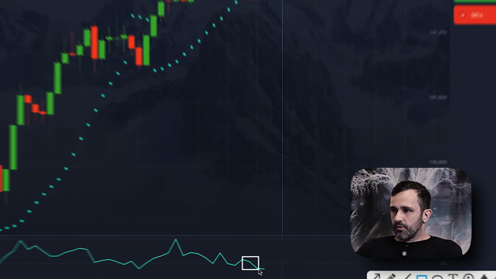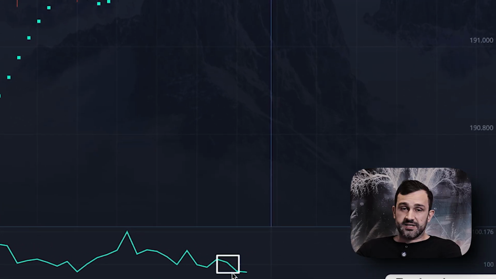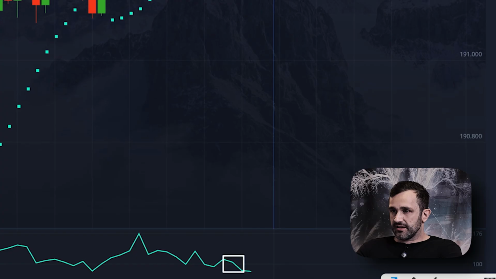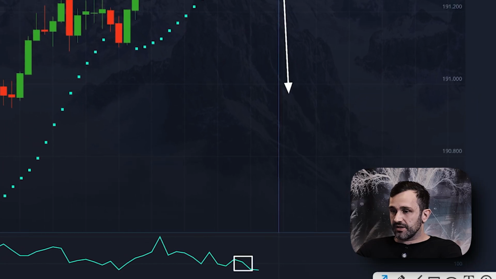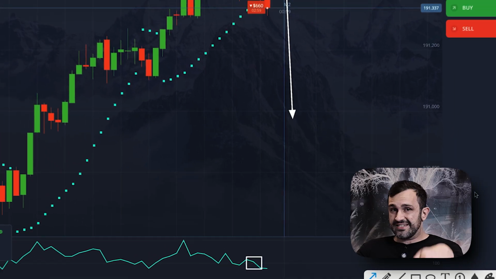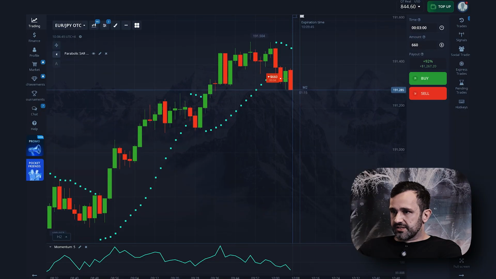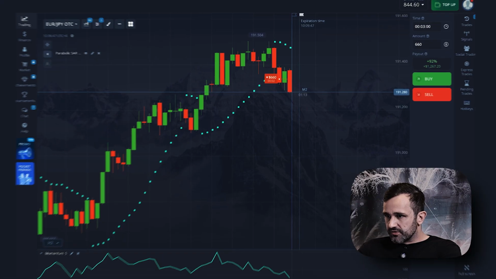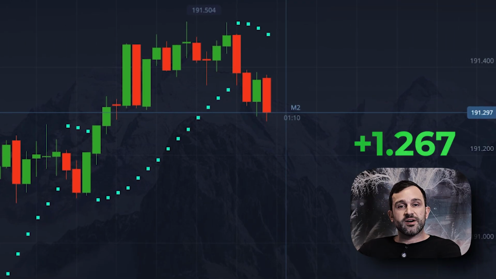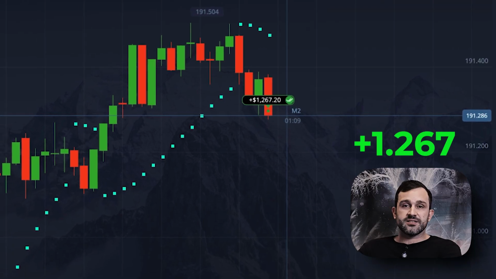After the local peak, momentum goes down. This means the upward impulse is fading and the buyer is running out of steam. And that becomes easier for the price to move down than to continue upward. The price doesn't return upward, but accepts the downward movement. Let's wait for the close. And I get plus $1,267 to the balance.